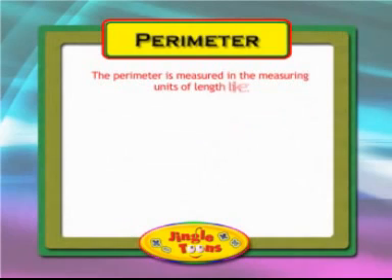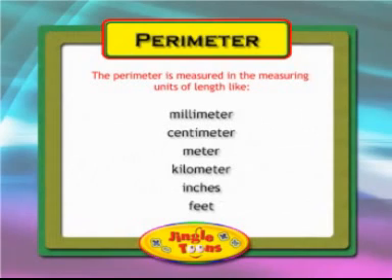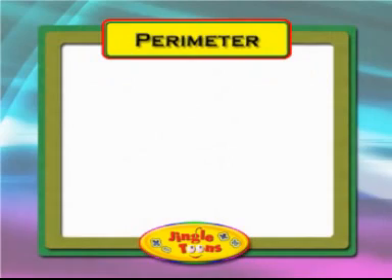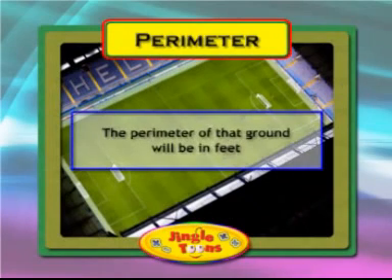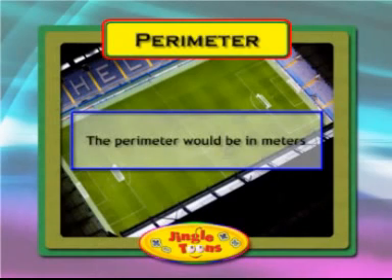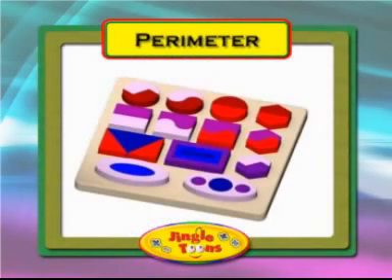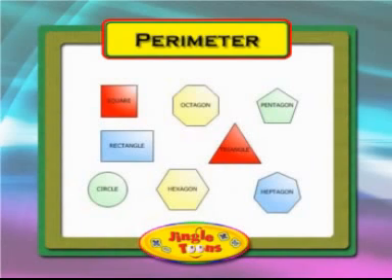The perimeter is measured in the measuring units of length like millimeter, centimeter, meter, kilometer, inches, feet, etc. The unit of perimeter is the same as the unit of length used for the geometrical object of which the perimeter has to be found. For example, if the length of a side of a rectangular football ground is in feet, the perimeter of that ground will be in feet. If the length is known in meters, then the perimeter would be in meters. This applies to all the geometrical shapes, geometries, sizes like triangle, square, circle, and more.